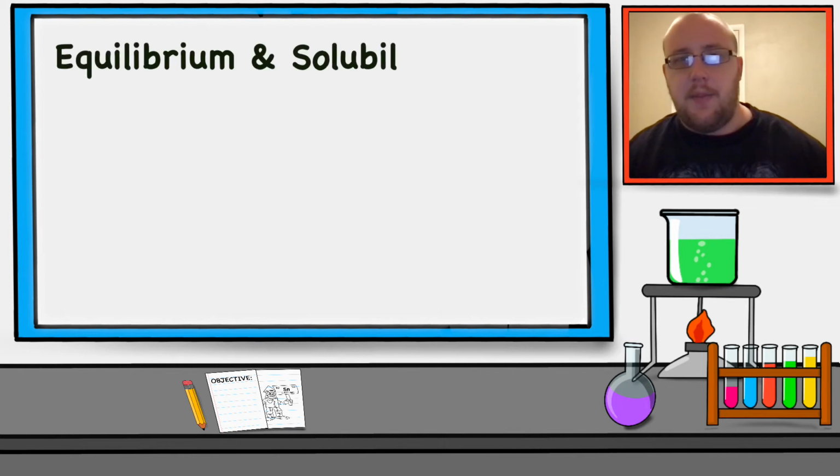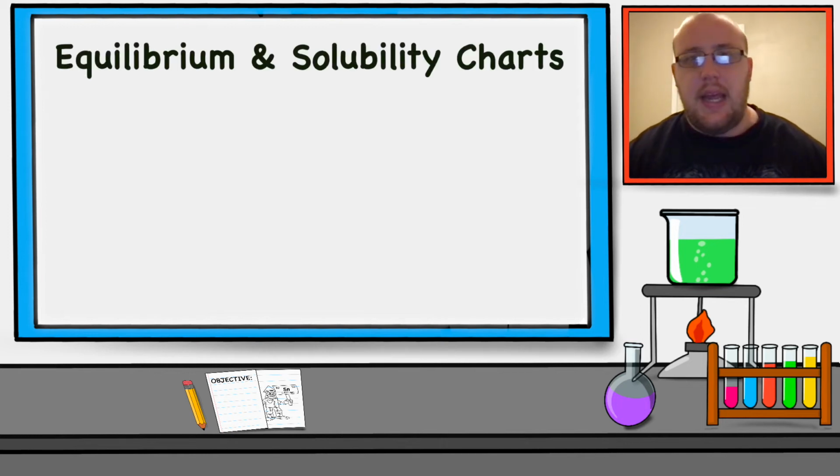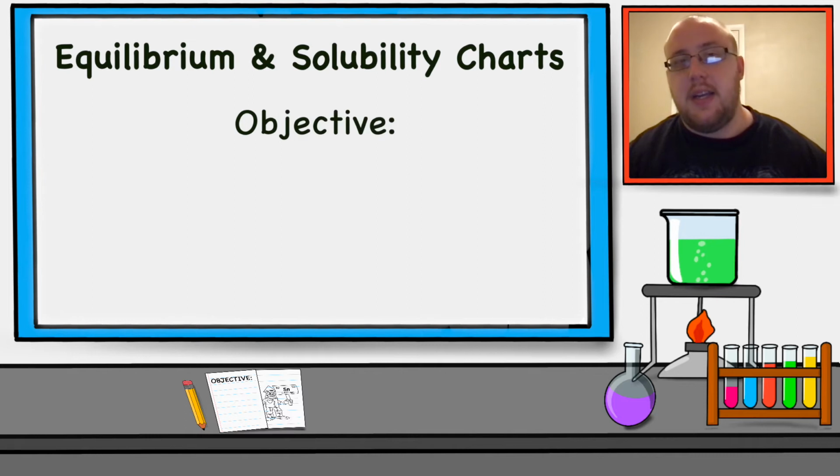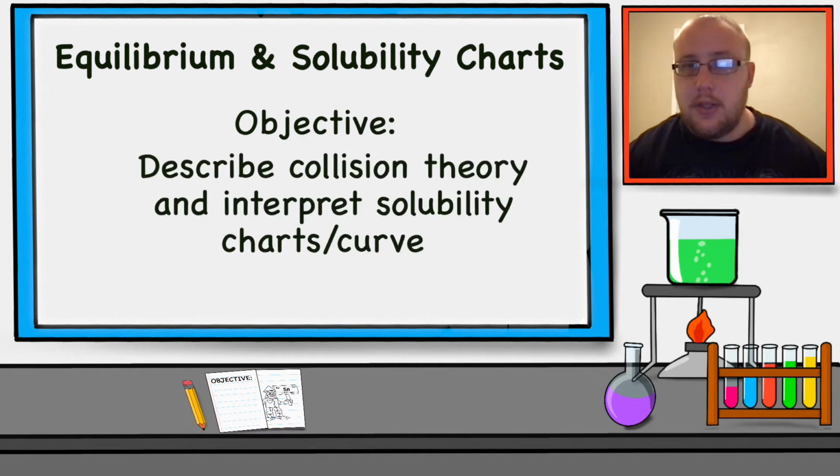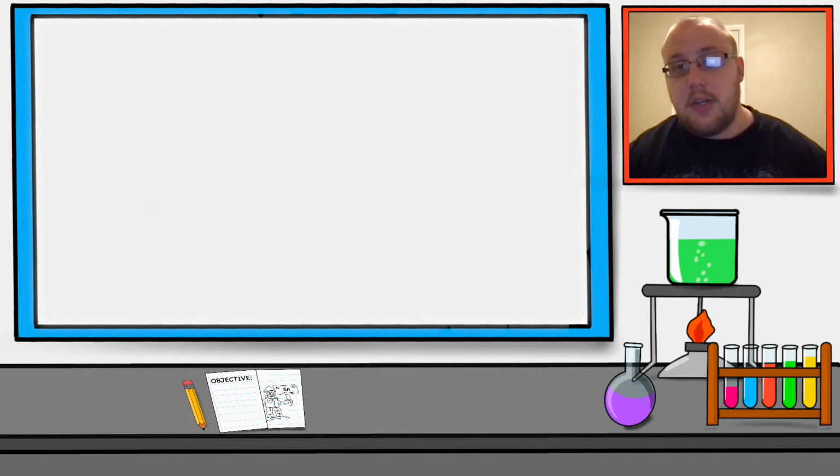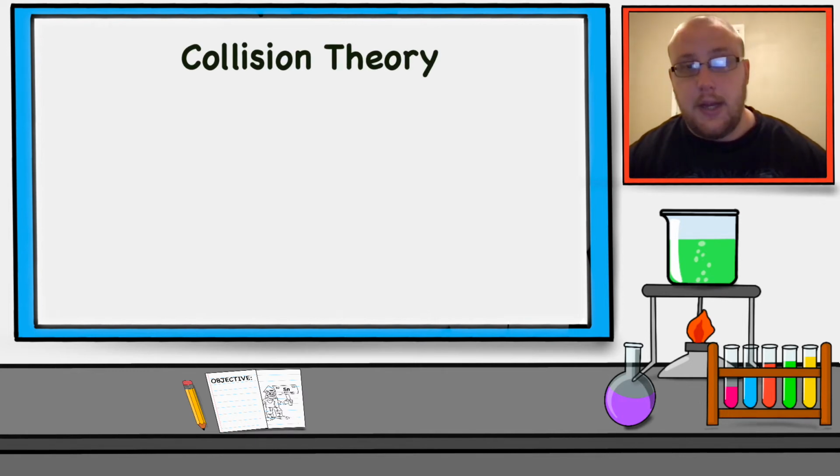So now that we have learned about the components of a solution and what causes a substance to dissolve at a certain rate, let's get more in depth on what happens within a reaction. My goal for you today is that you are able to describe collision theory and you're able to interpret solubility charts and curves. Before we get into the graphing section of this video, we need to talk about collision theory and its implication for chemical reactions.